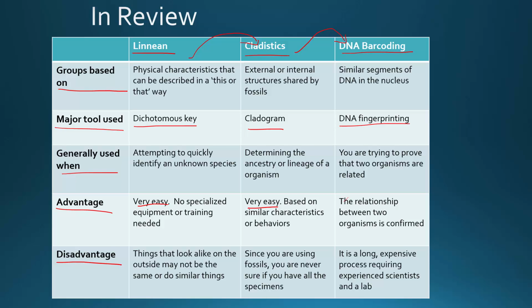So it's generally used when you are trying to prove that two organisms are related to each other. The advantage is that the relationship between two organisms is genetically confirmed, usually with a high degree of accuracy, something like 99%. The disadvantage is that it's long, it's expensive, and it requires experienced scientists in a lab. So it's not something you can do quickly in the field like you can with a dichotomous key.